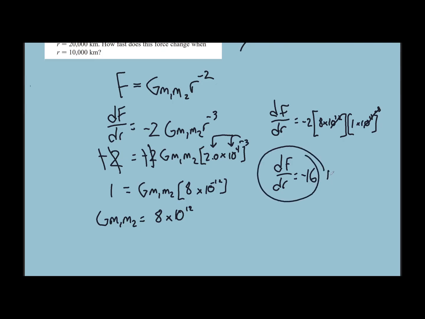newtons per kilometer. And that means that when you are twice as close to the Earth, you experience 8 times the change in the force of gravity as you move away or toward Earth. That's pretty impressive. What that means is as you're moving away from Earth, very quickly does the force of gravity drop away. Very, very quickly. And that's the answer to this question.